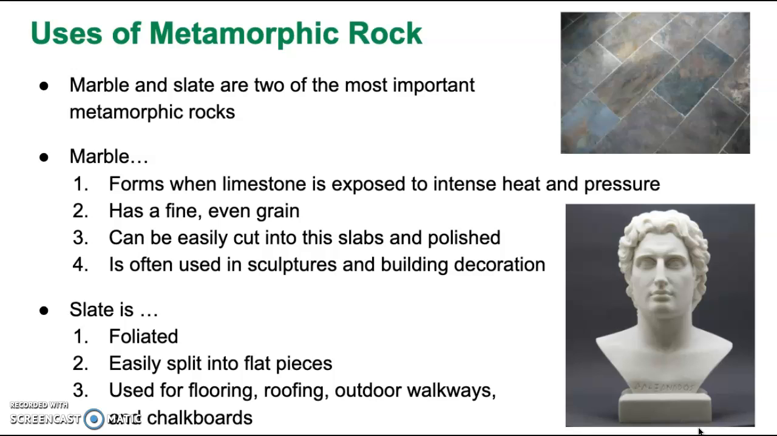Now, slate is a foliated metamorphic rock. That means that those grains are arranged in bands. Because of this, slate is fairly easy to break into flat pieces, sort of like the muscovite mica you were identifying when we were still in school was easy to break into thin, flat pieces. Slate is going to break in a similar way. And because of that, it's a really useful material for things like flooring.